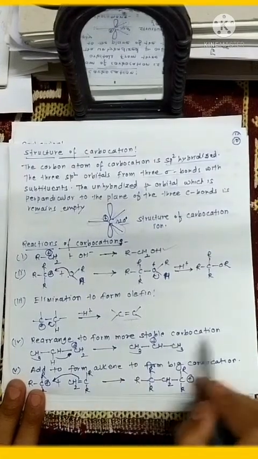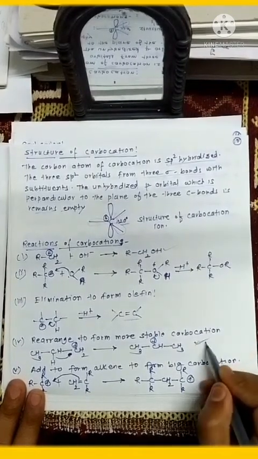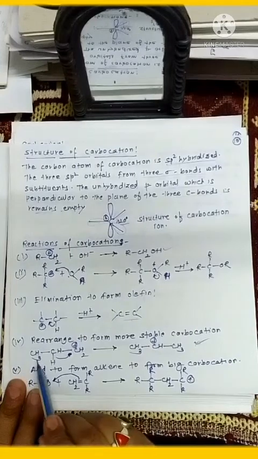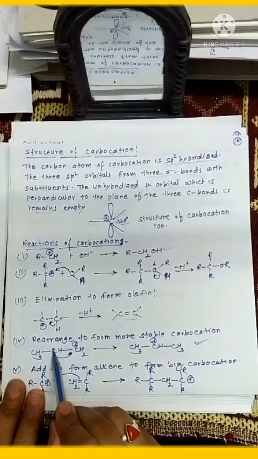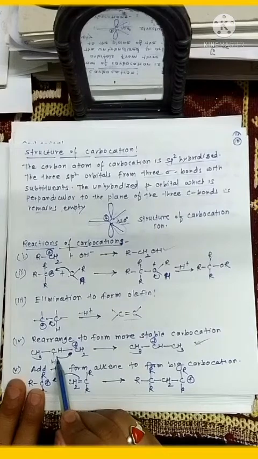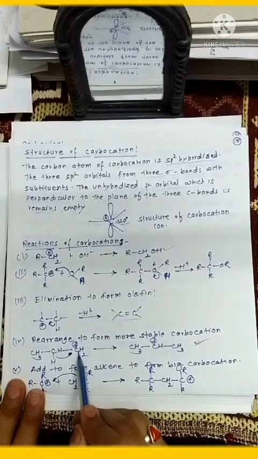Rearrangement to form a more stable carbocation. It is important. This is an important stage. So just see here, it is a primary carbocation. This charge can easily be shifted onto this carbon by placing this hydrogen on this carbon.